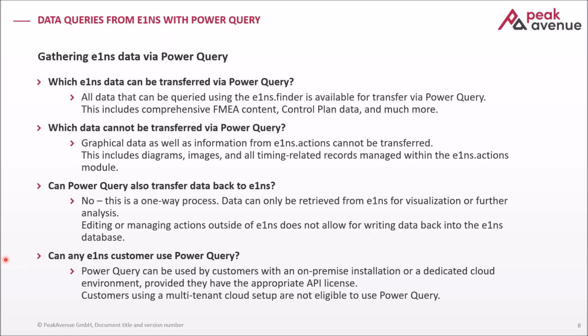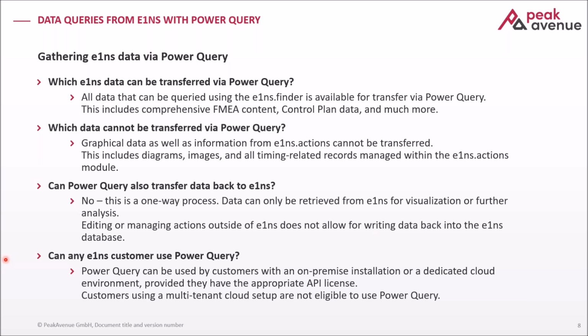What data can I get with e1ns, or from e1ns with Power Query, to be correct? At least all data which can be queried by using the e1ns Finder is available for transfer also via Power Query. This includes comprehensive FMEA content, control plan data, and much more. Basically, everything that is part of e1ns methods, every form sheet data, can be gathered.